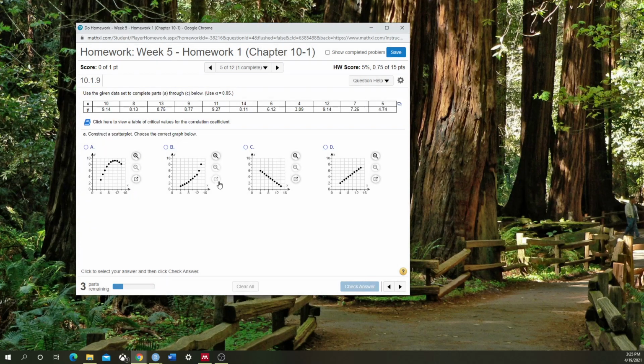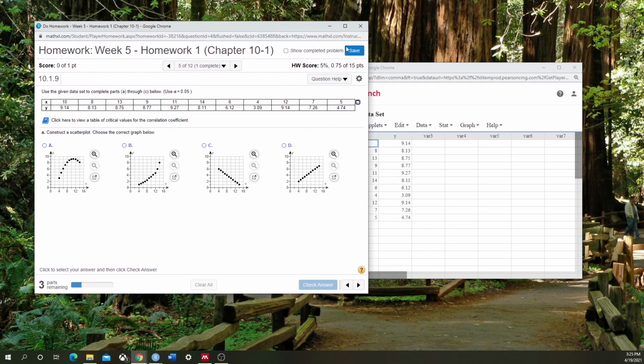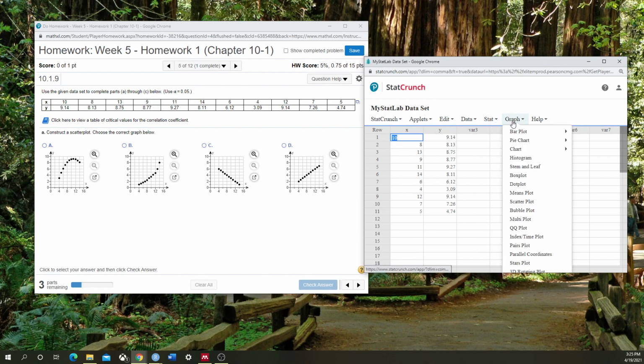So here's an interesting one. Now we have to match the graph that they give us here as options to the data that we have. And so we're going to go ahead and open this in StatCrunch. Bring it over. And here, I'm not going to be doing any stats. I'm just going to be starting with a graph. And this type of graph is called a scatter plot.